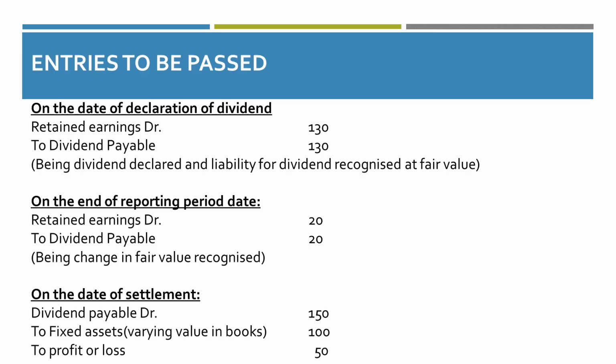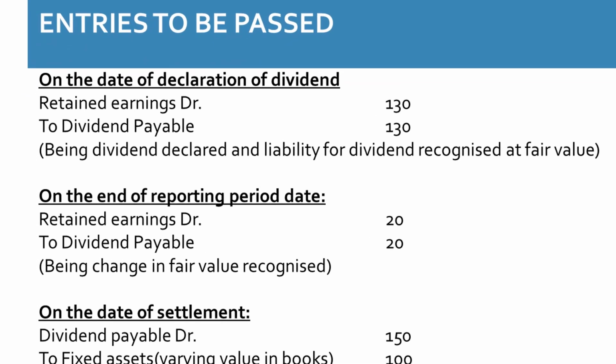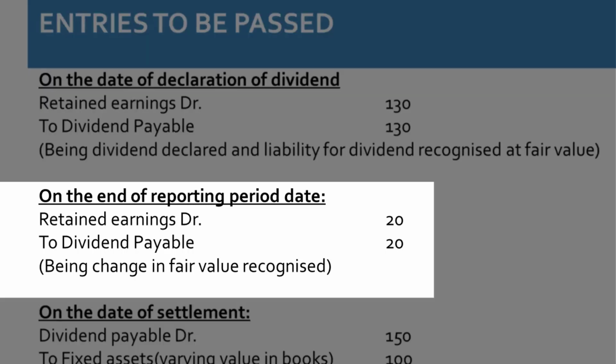Let us understand the series of entries to be passed. So on the date of declaration of dividend, how will you recognize the liability? The entry will be retained earnings debit to dividend payable for the fair value of the asset which is distributed. So let us suppose say the asset to be distributed is fixed assets and the fair value is 130 rupees as at that date. So the entry will be for rupees 130. On each and every reporting period and date, the entity should review the changes in fair value. Suppose say the fair value has increased by rupees 20. So these changes are to be incorporated for the liability also. So the entry will be retained earnings debit to dividend payable to the extent of change which is rupees 20 here.